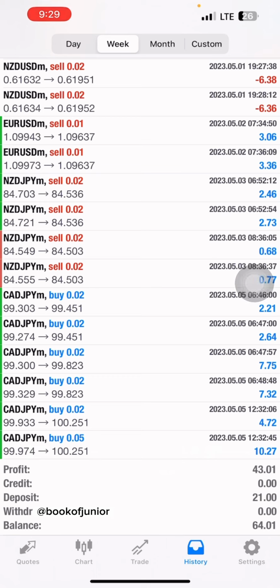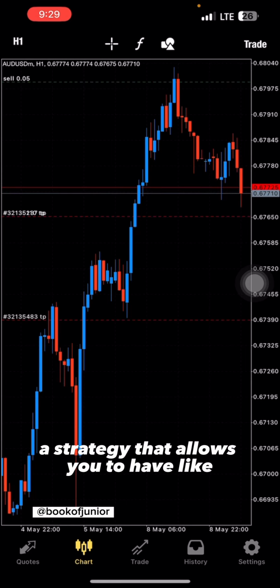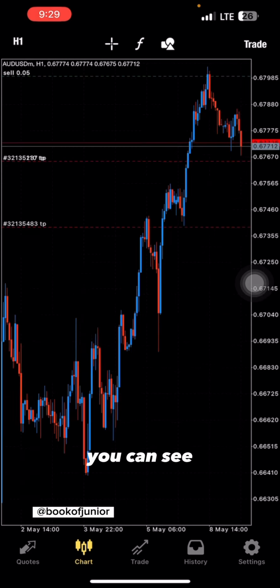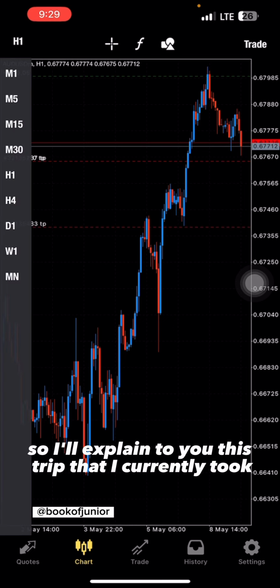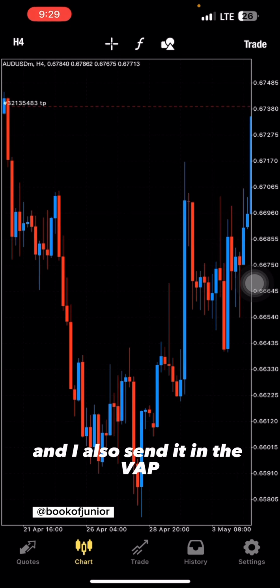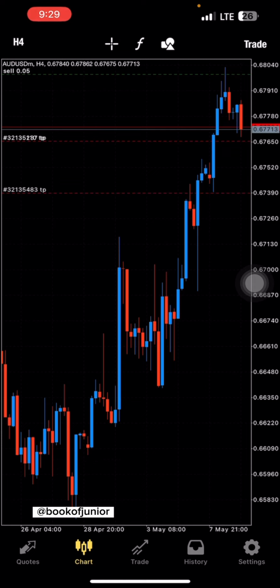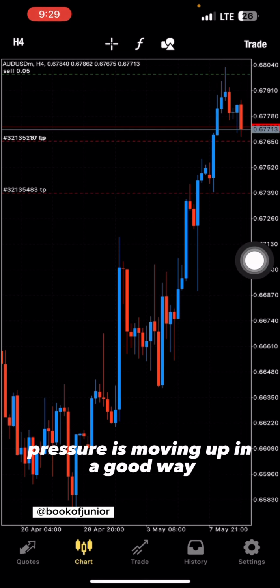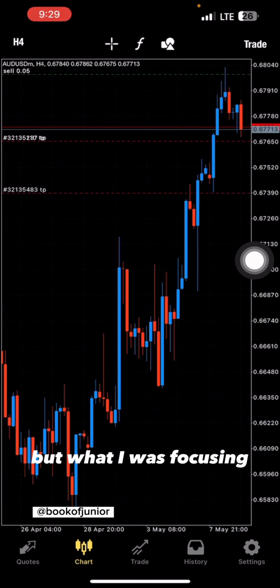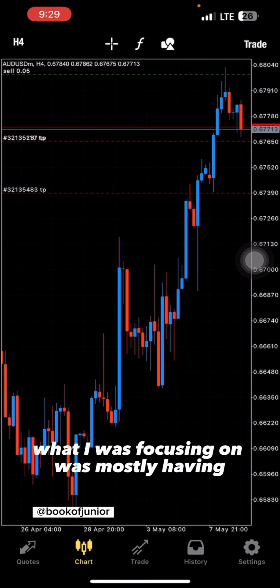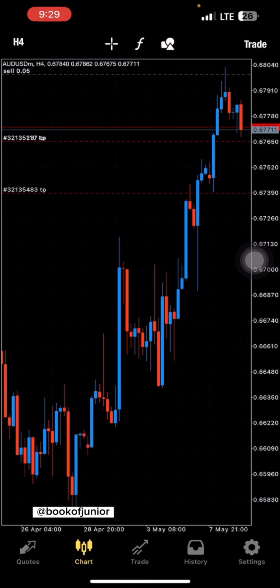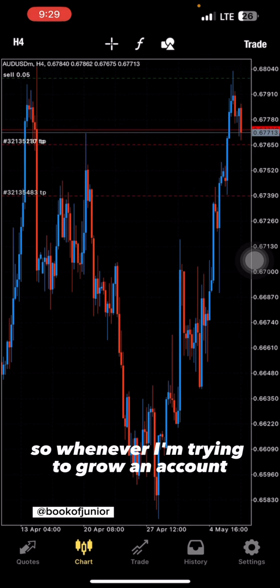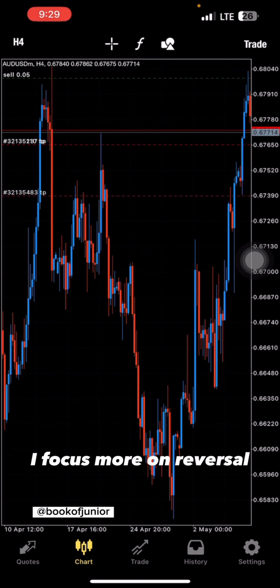You need to have a good strategy, a strategy that allows you to have really good entries. So I'll explain to you this trade that I currently took, and I also sent it in the VIP. You can see, traders, we had this impulsive move to the upper side. Price was moving up in a good way, but what I was focusing on was mostly having a reversal trade. So whenever I'm trying to grow an account, I focus more on reversals.